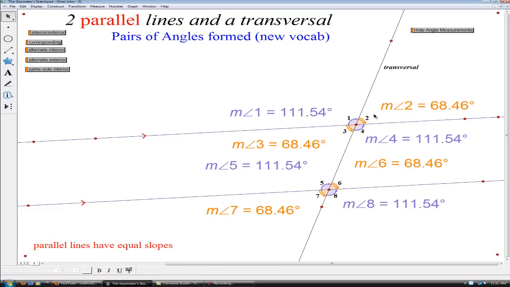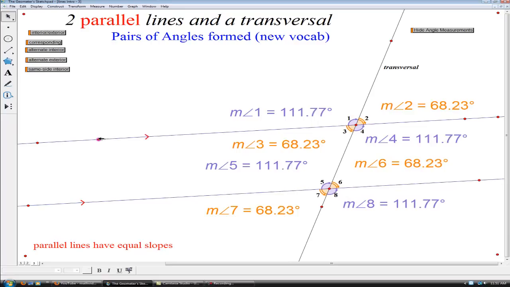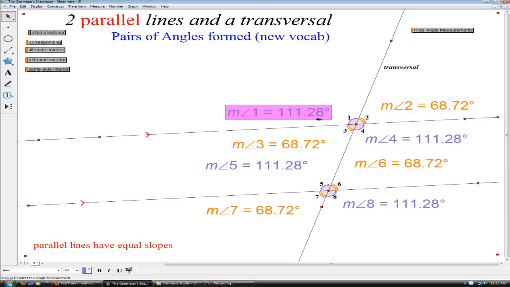Now, because of our theorems about linear pairs and vertical angles, we are able to prove quite a bit of congruence. You can see that when we do have these parallel lines with a transversal, there are only two angle measures that continue to repeat at both of these intersections. And I've color-coded all the congruent angles.